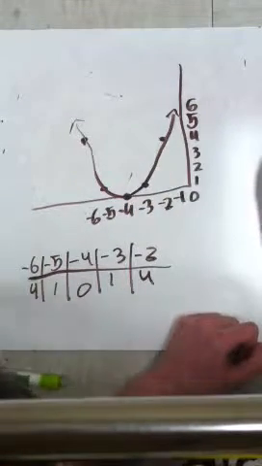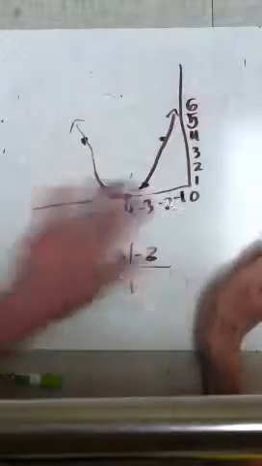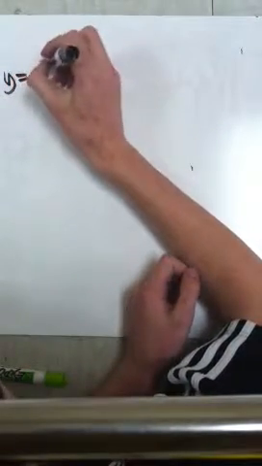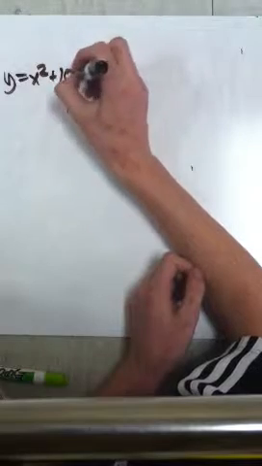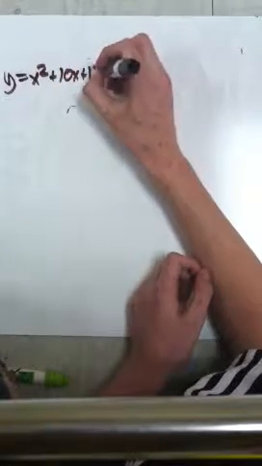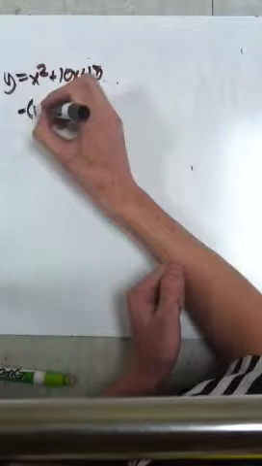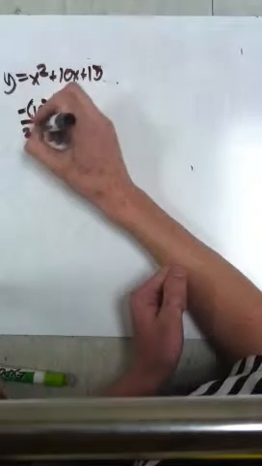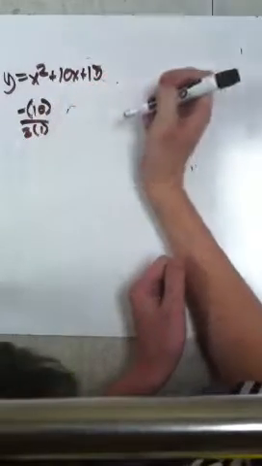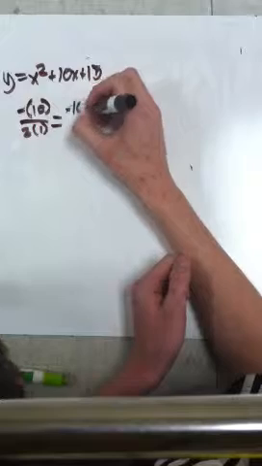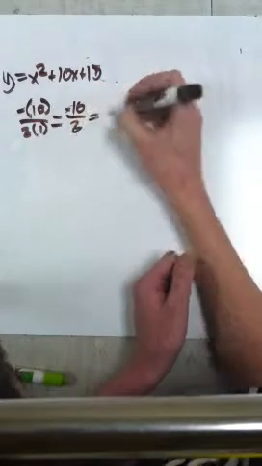So the next one is y equals x squared plus 10x plus 15. So just like the first one, we're going to find the equation to get x. So it would be negative b over 2a, which is negative 10 over 2 times 1. And that would be negative 10 over 2, which is negative 5.